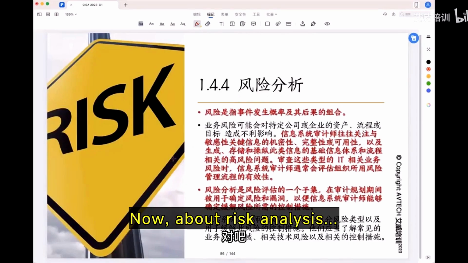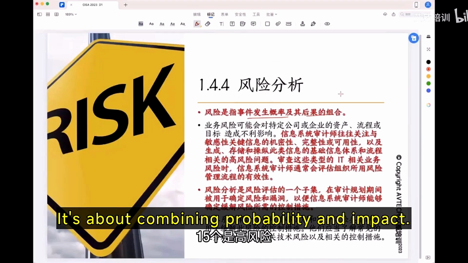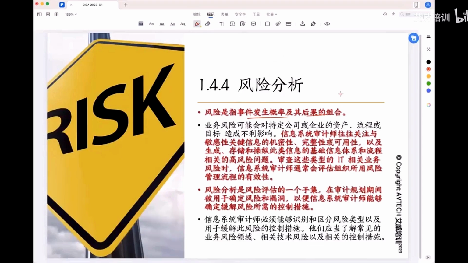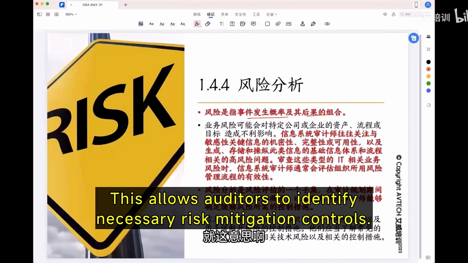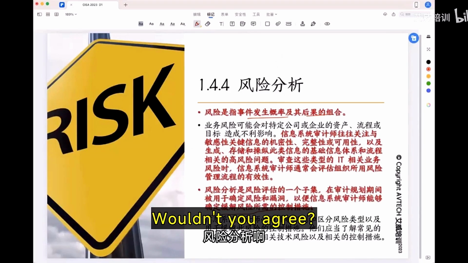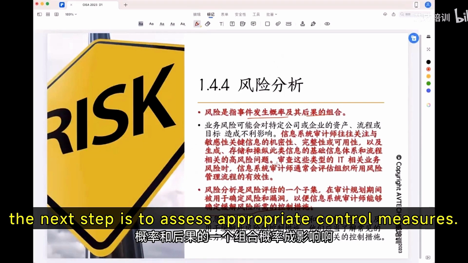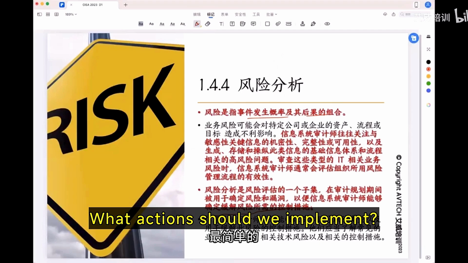Now about risk analysis. We've touched on this before. It's about combining probability and impact. That's the basic idea. So when we're analyzing risks, this allows auditors to identify necessary risk mitigation controls. Wouldn't you agree? Once risks and vulnerabilities are identified, the next step is to assess appropriate control measures. What actions should we implement?